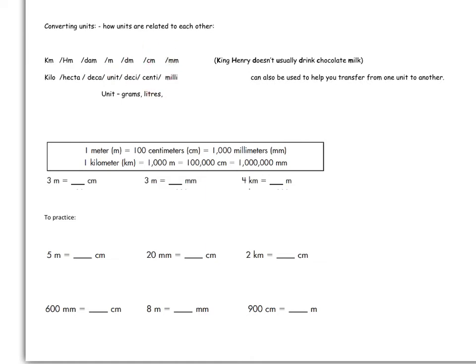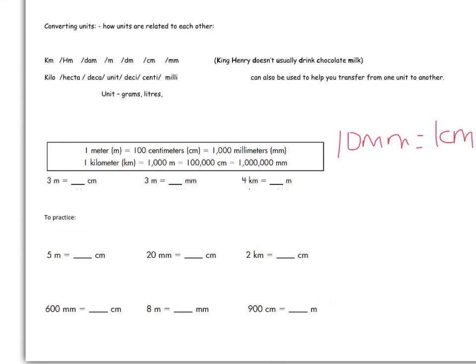Deci, centi, milli. Okay. Or you can remember what you need to remember about certain units, that 1 meter has 100 centimeters, has 1,000 millimeters, that there are 10 millimeters in 1 centimeter, that 1 kilometer is equal to 1,000 meters, which makes it 100,000 centimeters, which makes it a million millimeters. All right, so we're going to try a couple here. We're going to try these 3 together, and then you're going to do these ones.